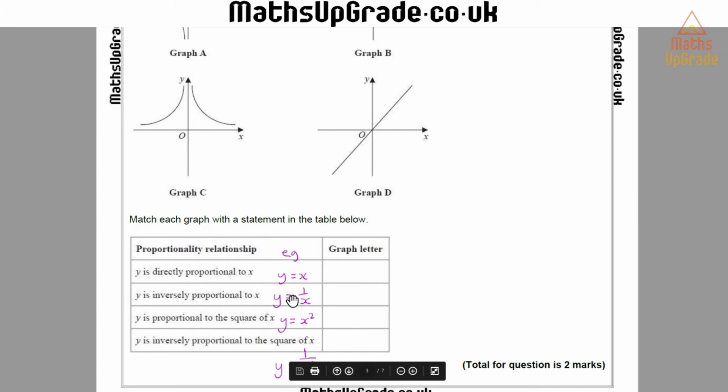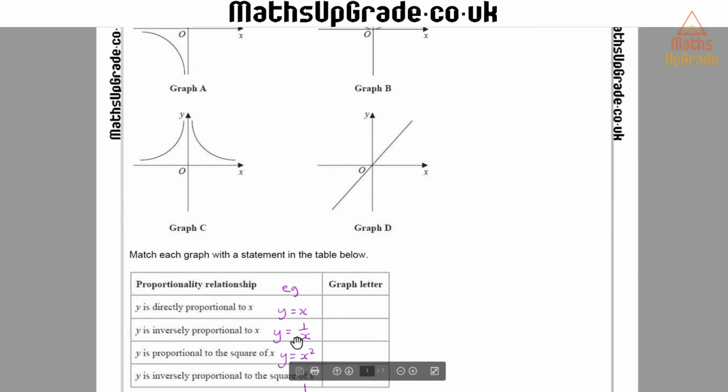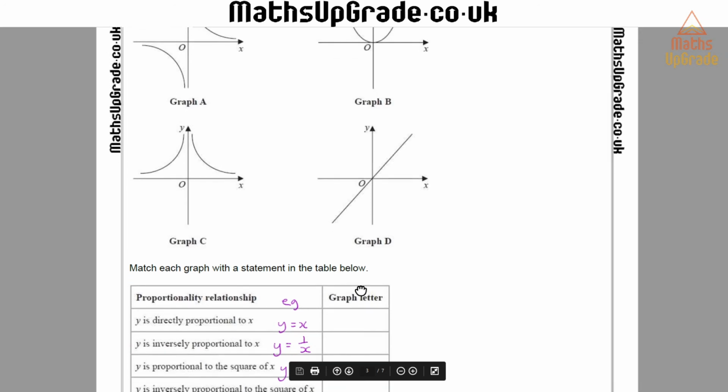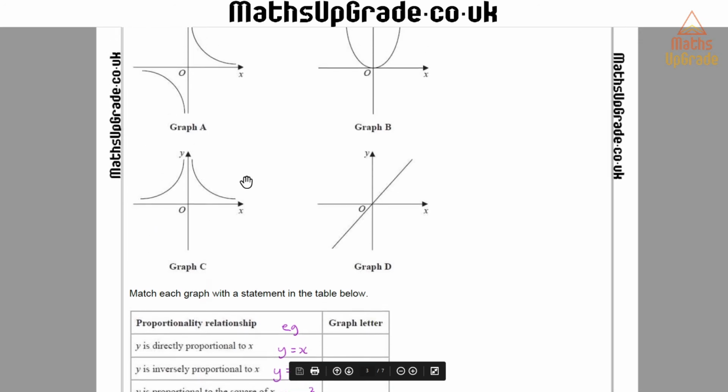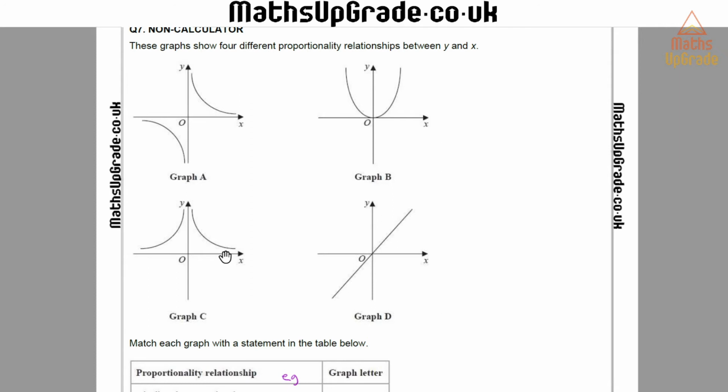Now I'm going to find this one here. This is the next easiest one. Y is inversely proportional to x. So this is a reciprocal graph. If you're not sure on reciprocal graphs, be sure to check out my video on this channel. A reciprocal graph would look like this one here. Okay, so that's graph A.